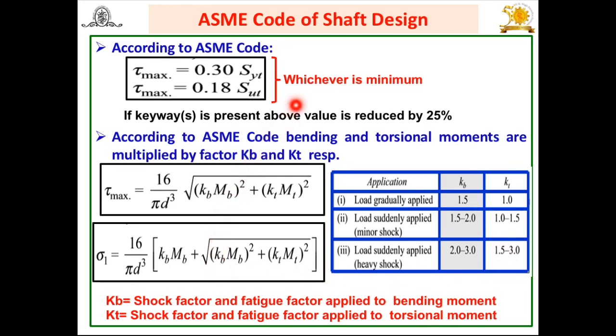That means when we are going to use the ASME code, first of all we have to select the material for the shaft. After selecting it, take the values of SYT and SUT from the data book. Once you get these values, multiply SYT by 0.30 and SUT by 0.18, whichever is minimum is our maximum permissible shear stress. If the keyway effect is there, reduce it again by 25%. That tau max we are going to use here to find out the shaft diameter, by using the maximum shear stress theory or the principal normal stress theory.